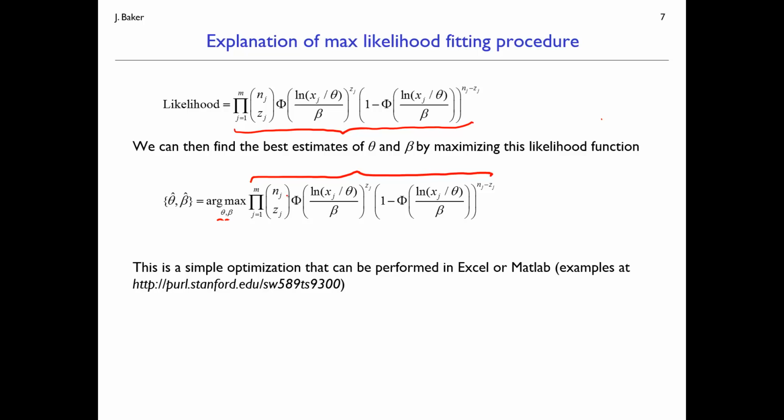I'm searching for theta and beta. All I need to know is xj, the IM levels that I was looking at; nj, how many analyses I did at each of those IM levels; and zj, how many collapses I got at each of those IM levels. If I specify those numbers, this optimization is very straightforward.